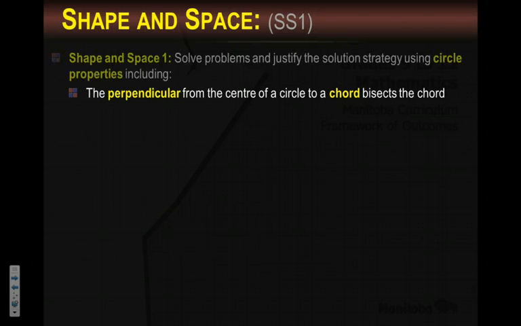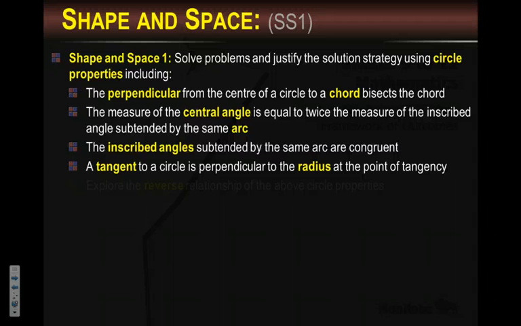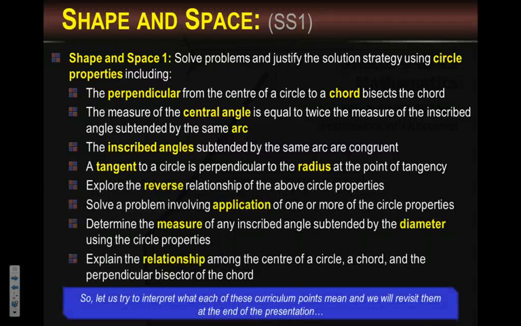But what the curriculum says you need to know for this is: solve problems using circles, including the perpendicular from the center to a chord, which bisects the chord. The measure of a central angle equal to twice the measure of the inscribed angle subtended by the same arc. The inscribed angles subtended by the same arc are congruent, and a tangent to a circle is perpendicular to the radius. At this point I'm going to stop reading because most of what I'm going to cover in part 2 will be the remainder of what's going on there.